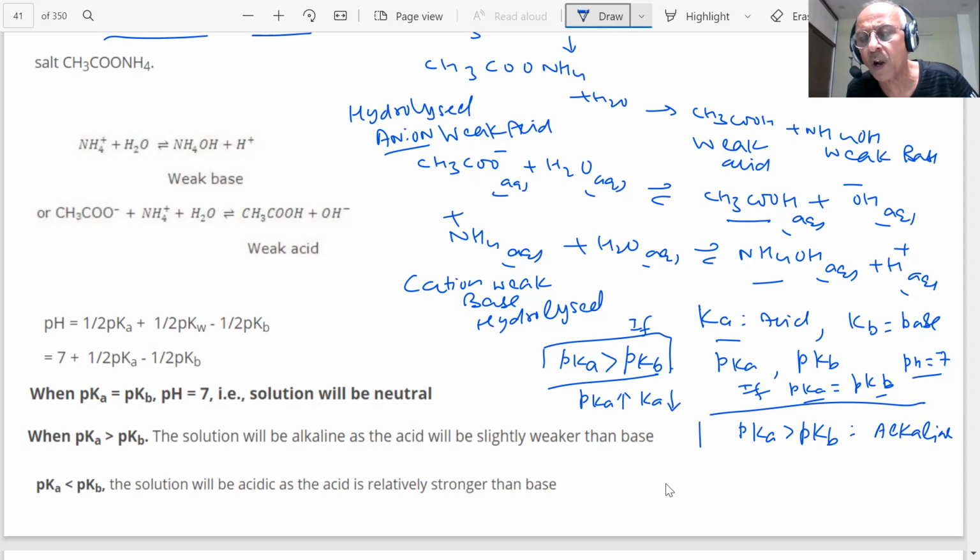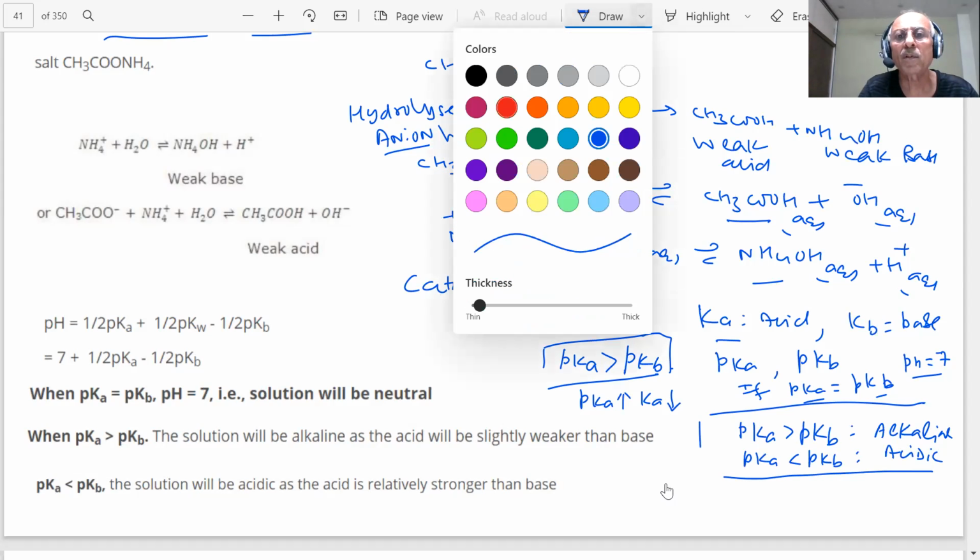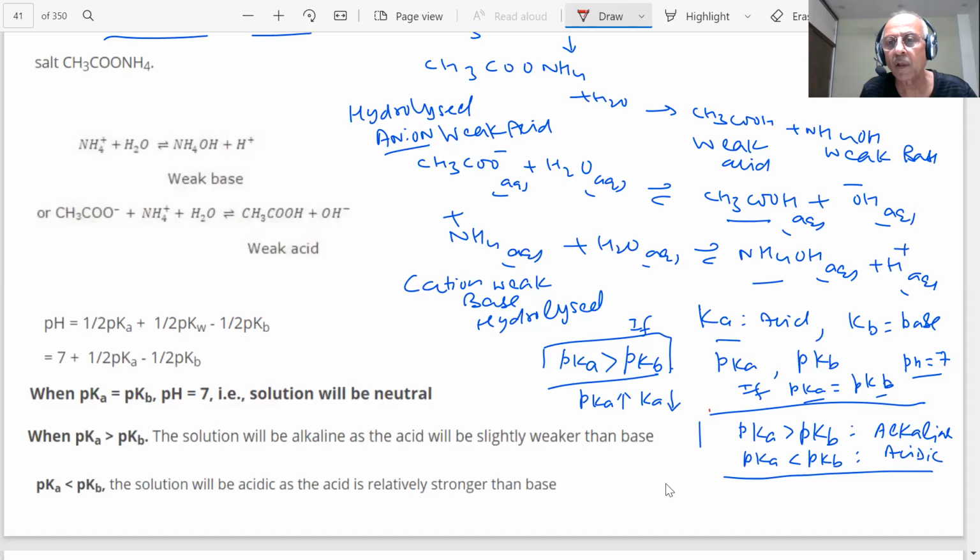Here is an important question, and this is how the questions are made. Students will be confused if they don't understand all this concept. That is why we are deriving everything. If pKa is less than pKb, then the solution will be acidic. This is an important point, very important. Questions could be put in this form, pKa and pKb, acidic or alkaline.